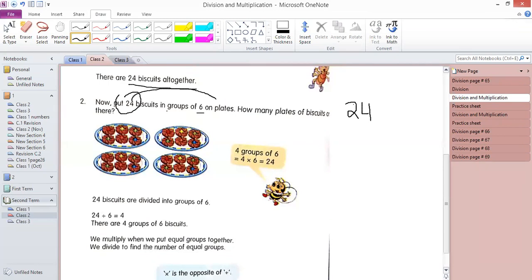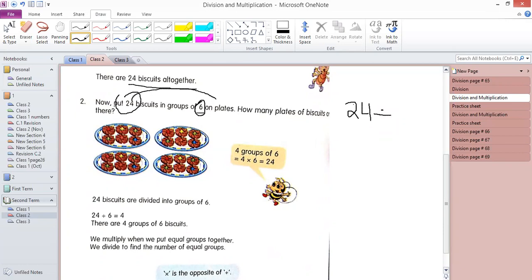Put 24 biscuits in groups of 6 on plates. In one plate, put 6 biscuits. So now you know that in one group, that is how many biscuits you need to divide. So you can write it.